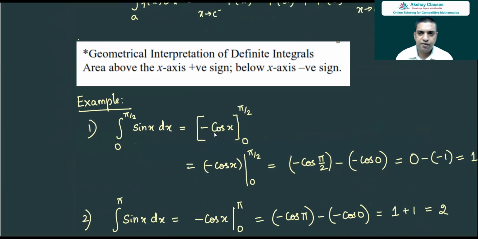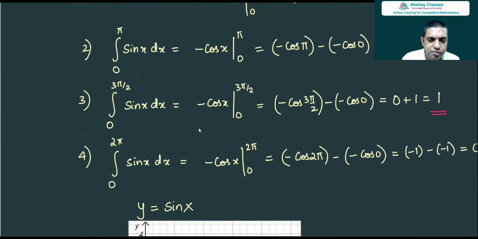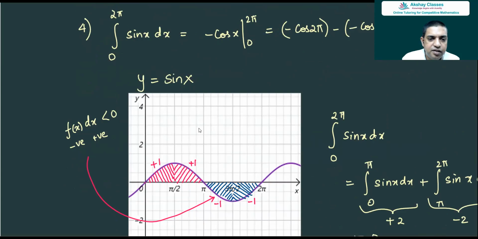Now, what happens if areas are above the x-axis or below the x-axis? Areas above the x-axis will have a positive sign, areas below the x-axis will have a negative sign. Here we discussed one example of integral sine x, integrating from 0 to pi by 2, then 0 to pi, then 0 to 3 pi by 2, then 0 to 2 pi. From 0 to pi by 2, the value of the integral is 1. From 0 to pi, the value is 2. From 0 to 3 pi by 2, the value is 1.